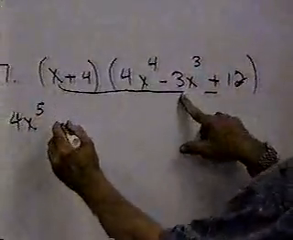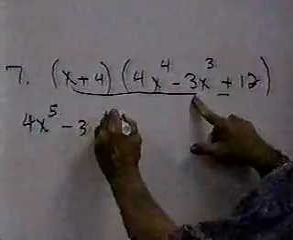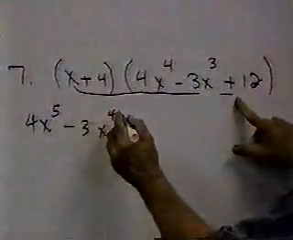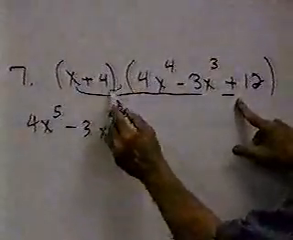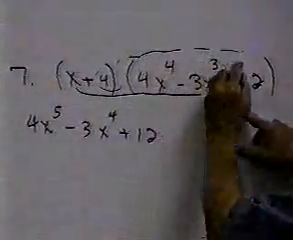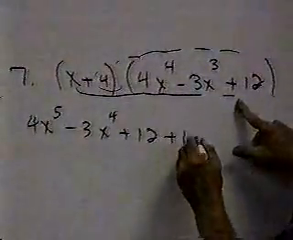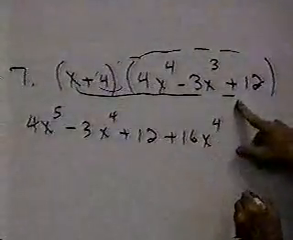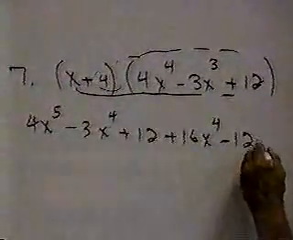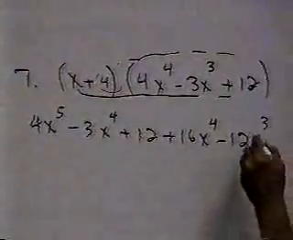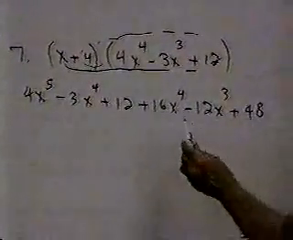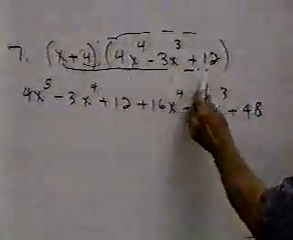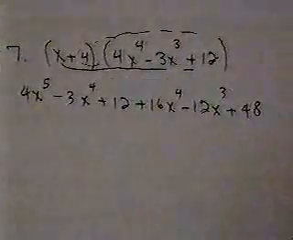And then x times this would be a minus 3x to the 4th. And then x times this would be a plus 12x. Then it's going to come back and take this one and multiply everything in there. So that's going to be plus 16x to the 4th minus 12x cubed plus 48. Distributive property. This times everything, and then this times everything.